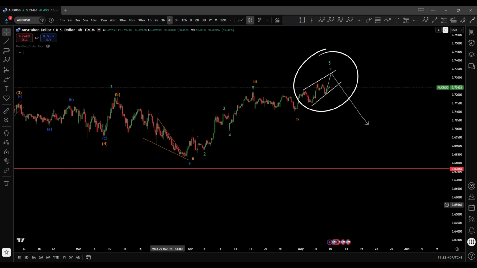What that means, we expect a brief final push higher, and then we flip to looking for shorts. An ending diagonal at the end of wave 5 is a classic reversal signal. Once the diagonal completes, the trend change begins. We are not short yet, we wait for confirmation.